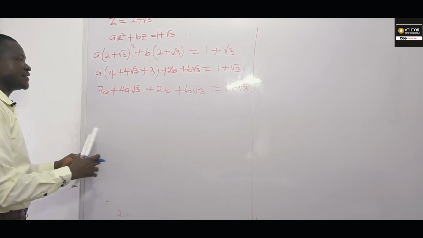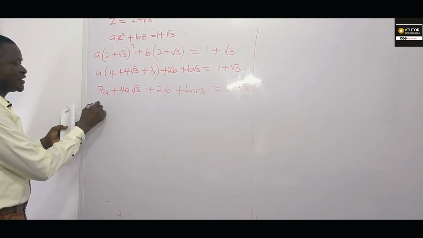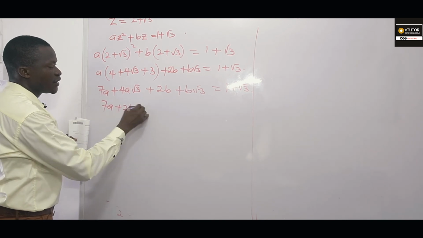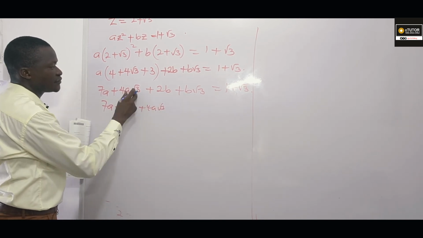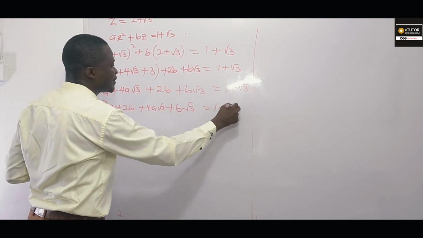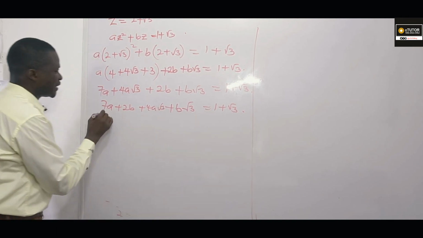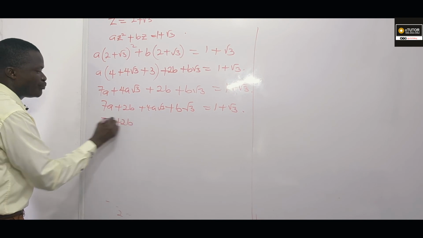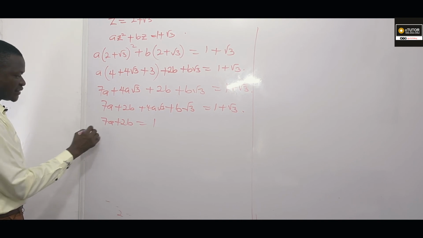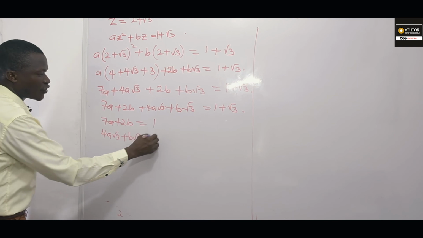If you look at it critically, you can see that this one does not have roots. So let's see: 7a plus 2b, 4a root 3, b root 3 equal to 1 plus root 3. You have to bring them together. This should be equal to this. That is 7a plus 2b should be equal to 1, while the root 3 parts should be equal to each other. That is 4a root 3 plus b root 3 equal to root 3.